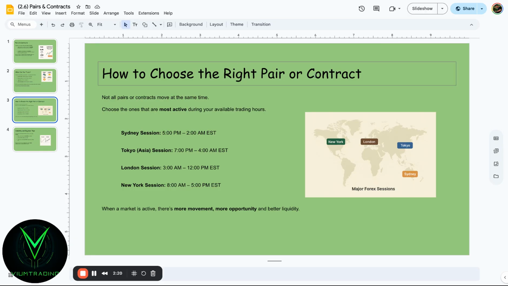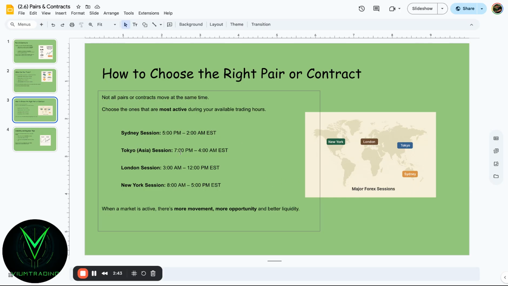And how do you choose the correct pair? Like I was talking about on the last slide, it all depends on what your schedule is. You have to choose the most active pair or contract during your availability to be able to trade. So you got the trading sessions here, kind of put it for you guys.